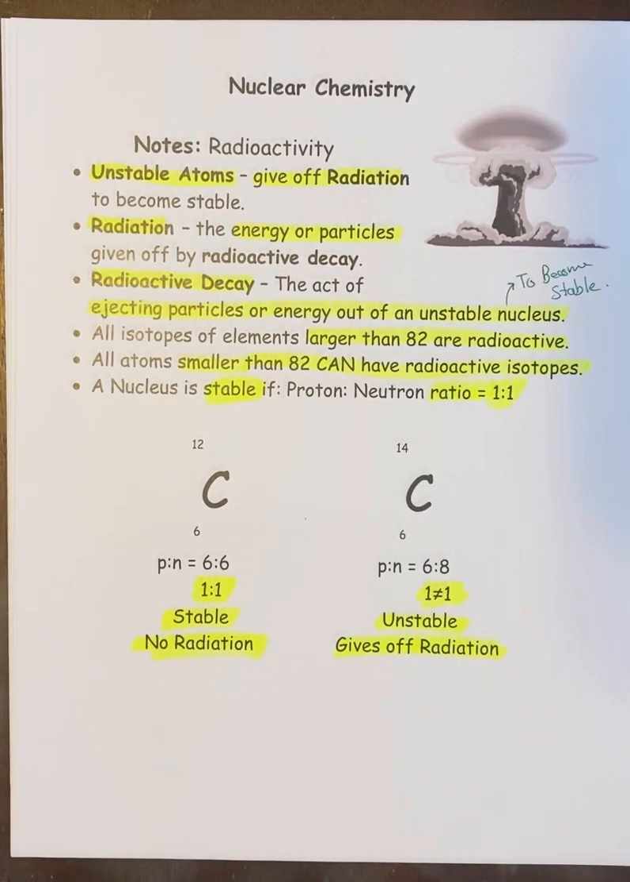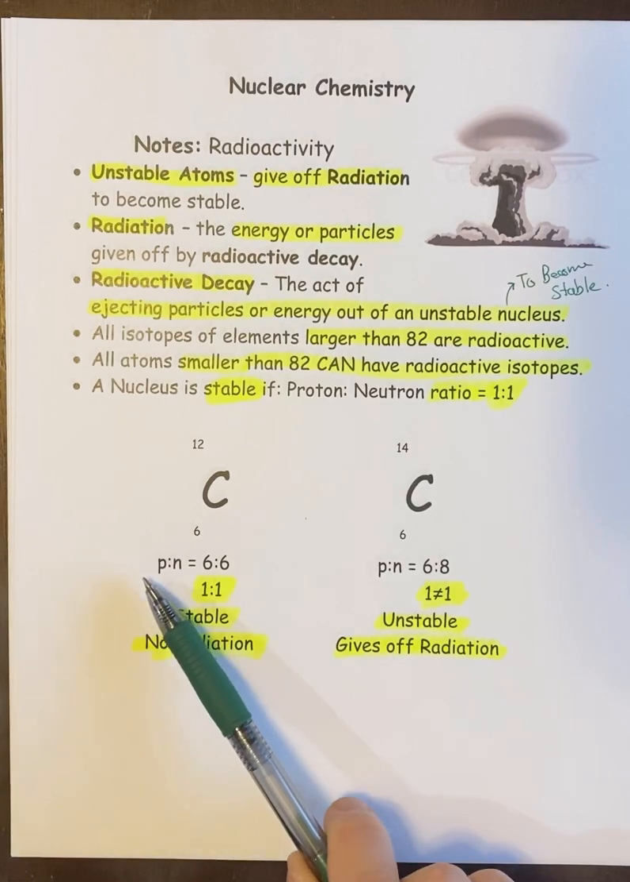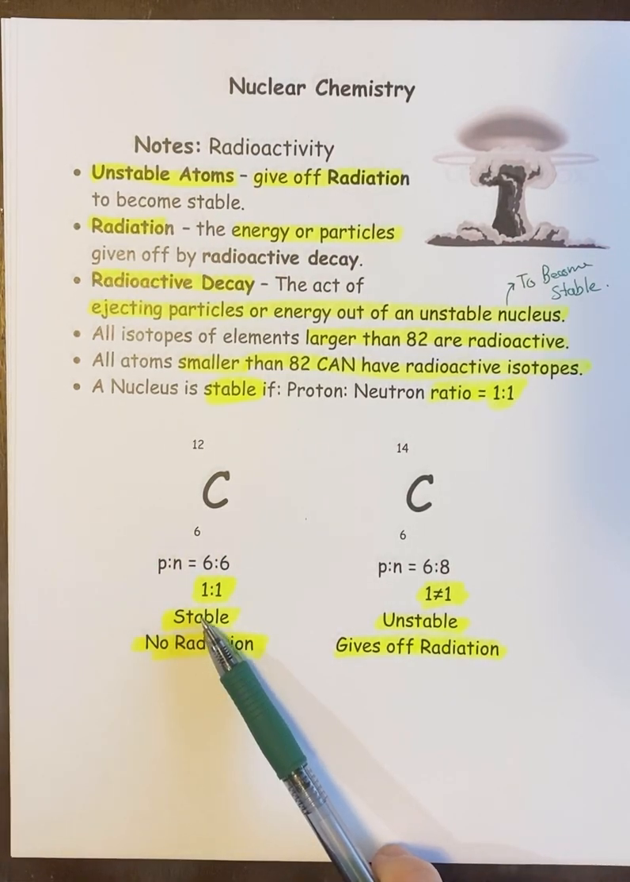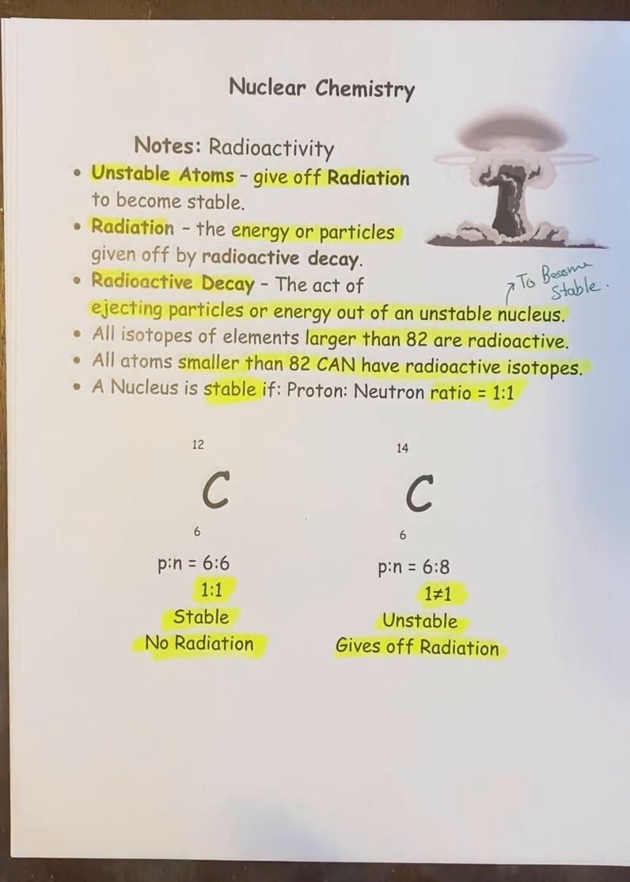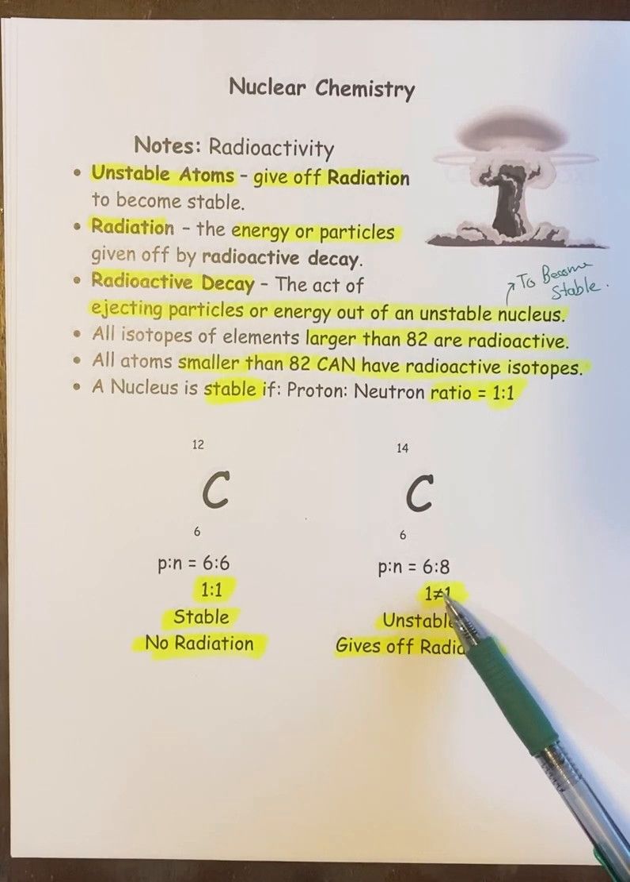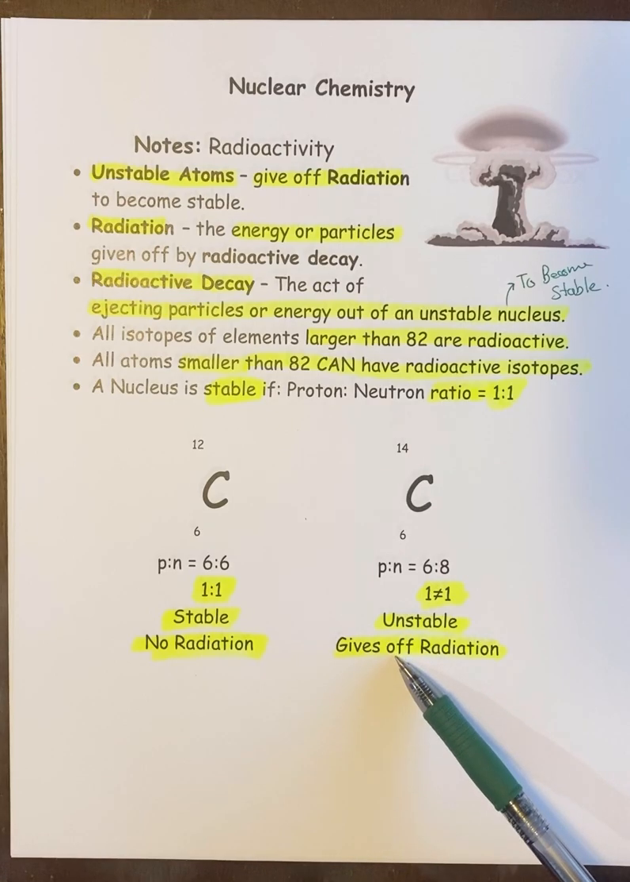So if we look at these two carbons, we've got carbon 12 and carbon 14. Carbon 12 has 6 protons, 6 neutrons. That reduces to 1:1, therefore it's stable, therefore it does not give off radiation. Carbon 14 is 6 protons to 8 neutrons. Now granted, you could reduce that to 3 to 4, but that doesn't matter. If it's not 1:1, that's what this line through the equal sign means, it's not equal. If it's not 1:1, therefore it's unstable and it does give off radiation.